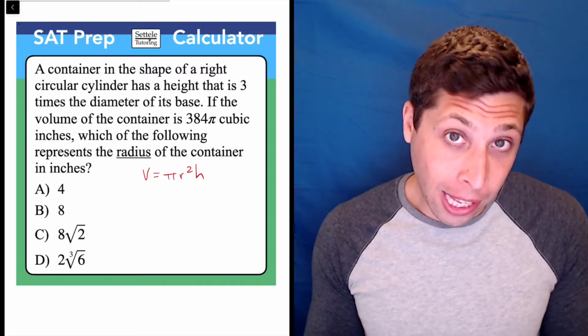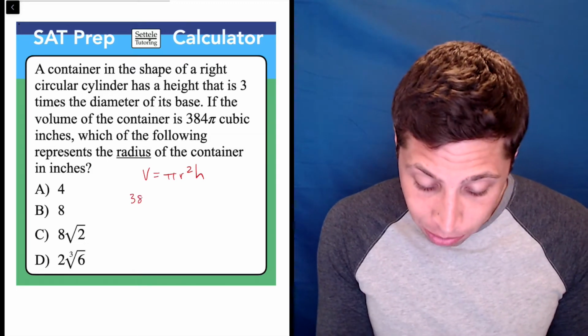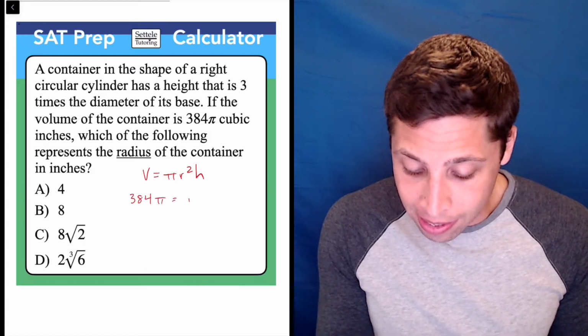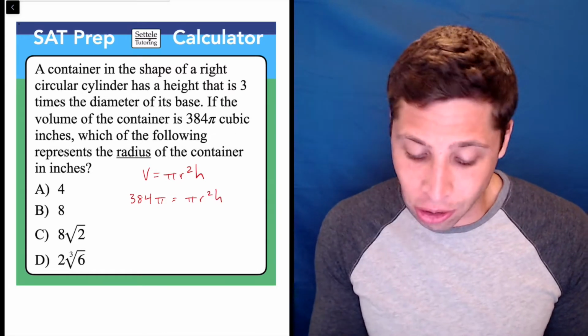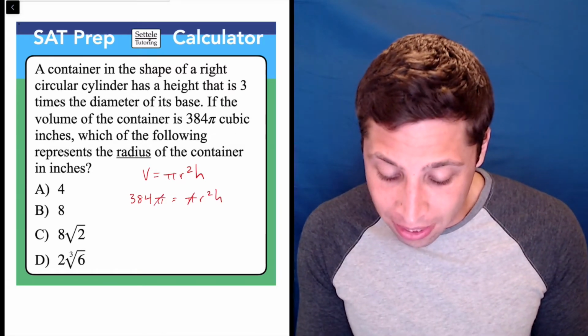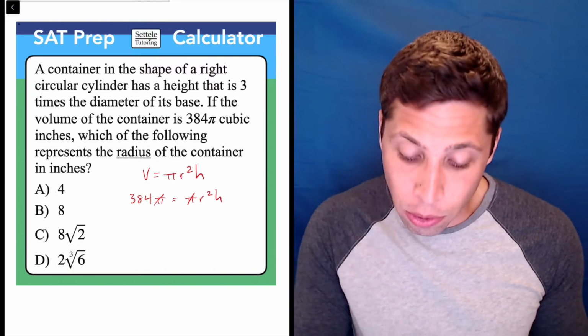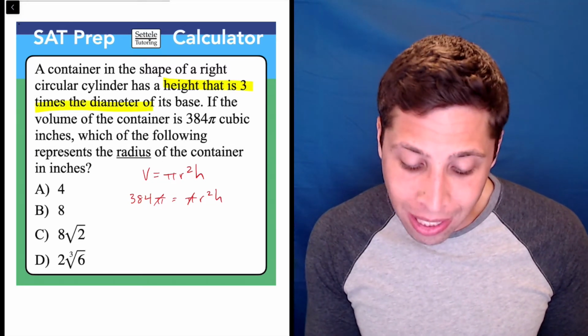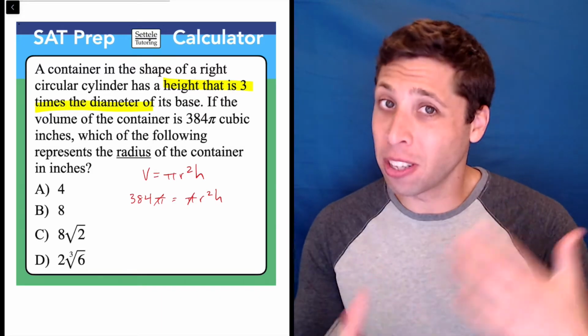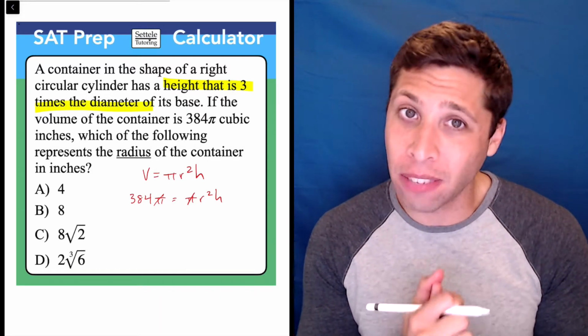Then we can start to plug in things that we know. We do know the volume, that's 384 pi is equal to pi r squared h, and so that might help us get rid of the pi's. But the r and the h are unknown, and the way that they're presented in this question is kind of confusing. We are told the height is 3 times the diameter of its base. So the diameter is not built in here. This is kind of annoying.